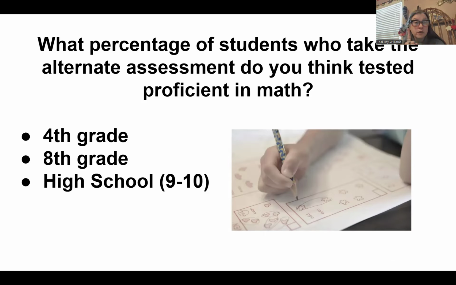So question number 1 for this week: what percentage of students, in the years 2022 and 2023, took the alternate assessment here in Utah? So what percentage of students who took the alternate assessment in 2022-2023 in Utah do you think tested proficient in math? What percentages of students in 4th grade, 8th grade, and then in high school, specifically 9th and 10th grade, do you think tested proficient in math on the alternate assessment?